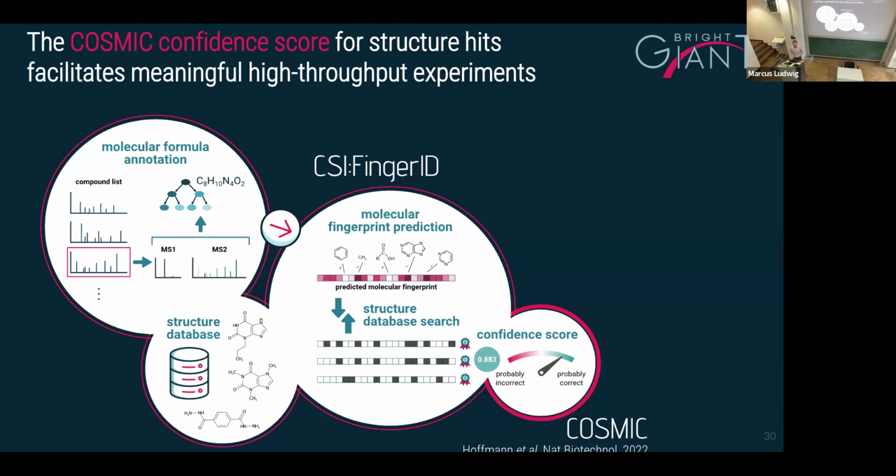Because obviously this is not a perfect method. Some of the annotations will be correct, some of them will be incorrect. And if you really want to perform analysis high throughput, so take a whole data set with your 2000 features and run all through, then you want to have a method that tells you which of the compounds are correct, because in this way you can really do a high throughput experiment and focus on the meaningful results. And that's what the confidence is for.